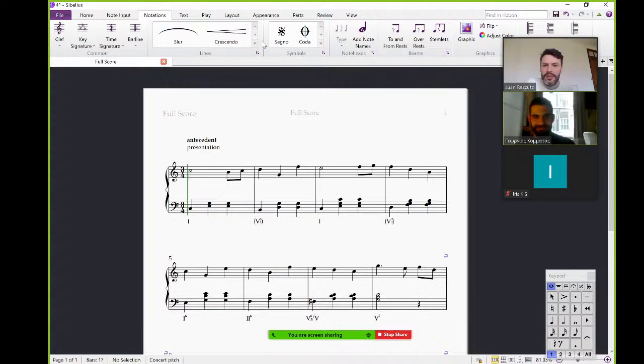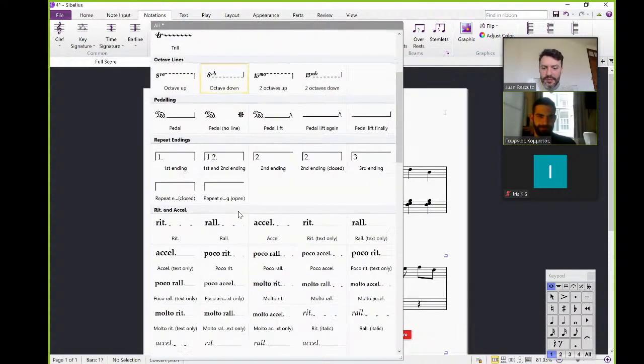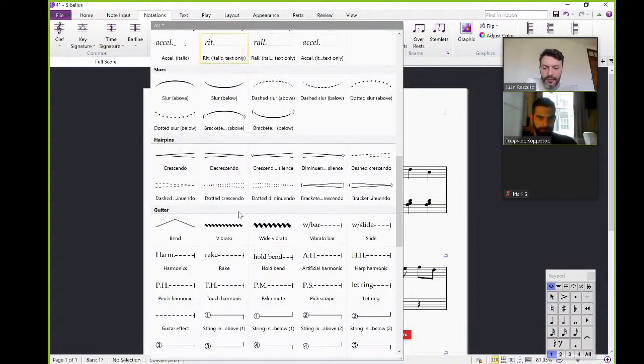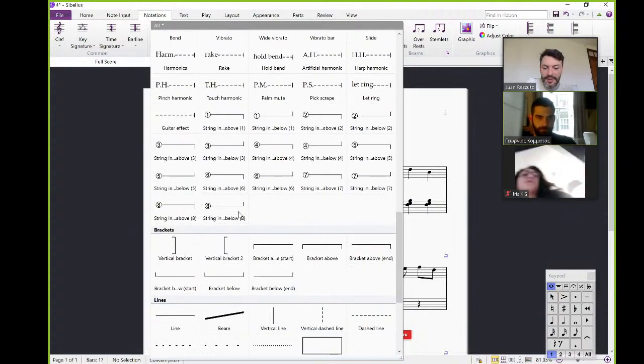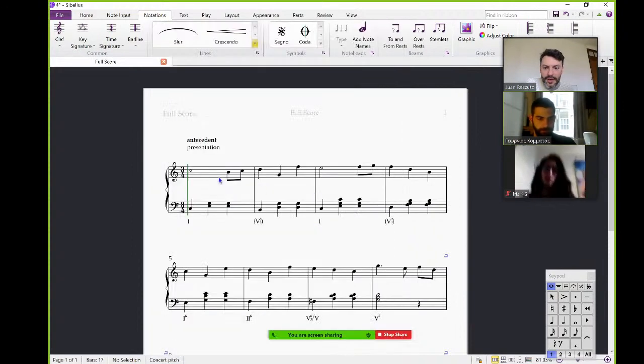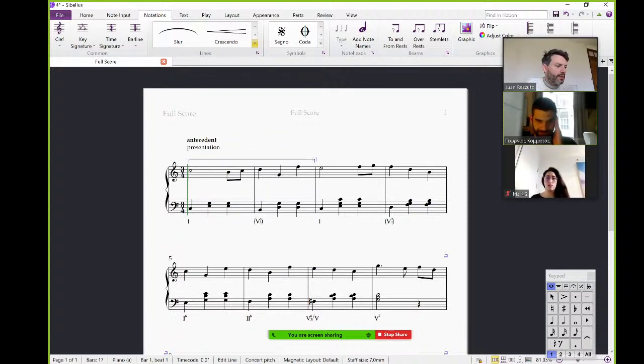So, I will start with the... just a second. That's it. So let's bracket this up and write the basic idea. Bracket above. There we are. Let's see. Basic idea.